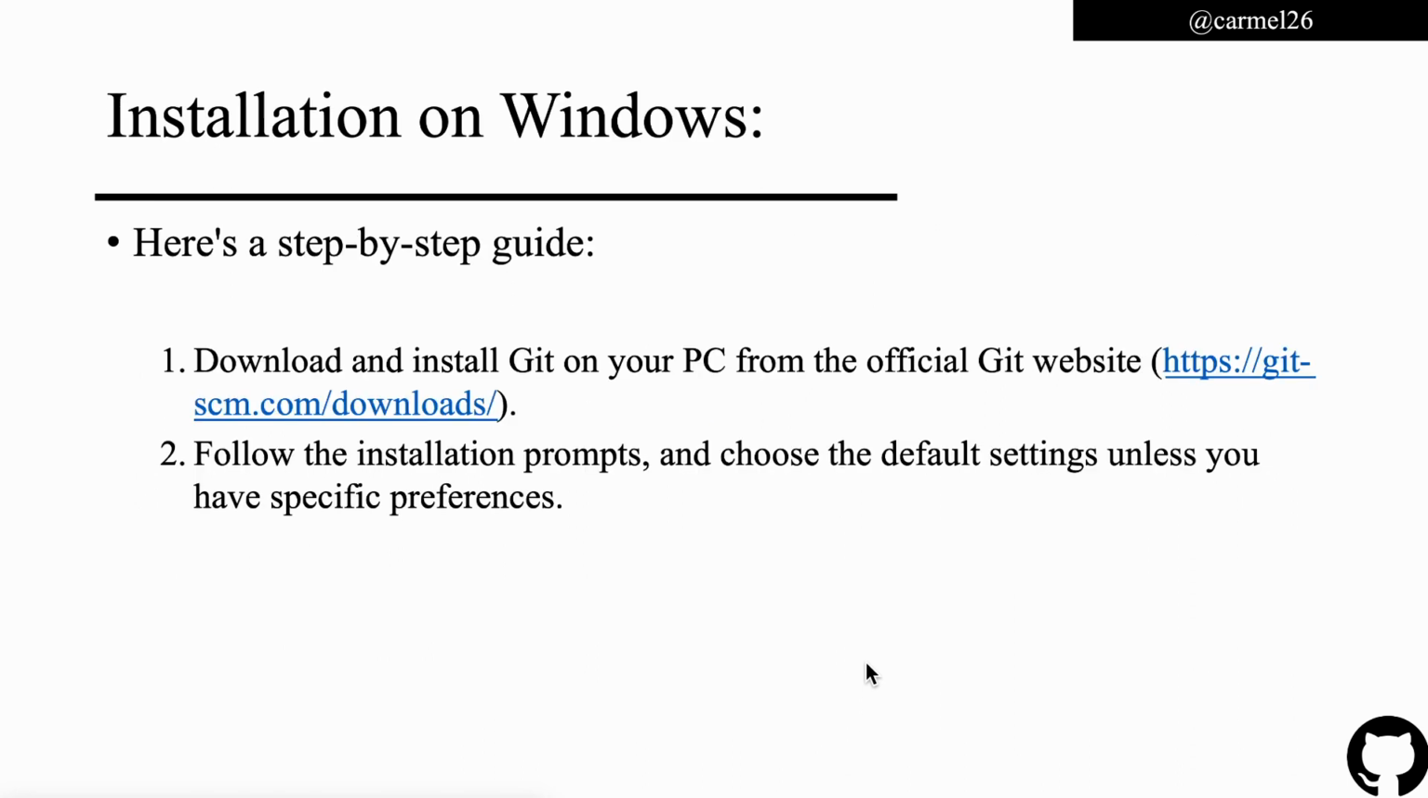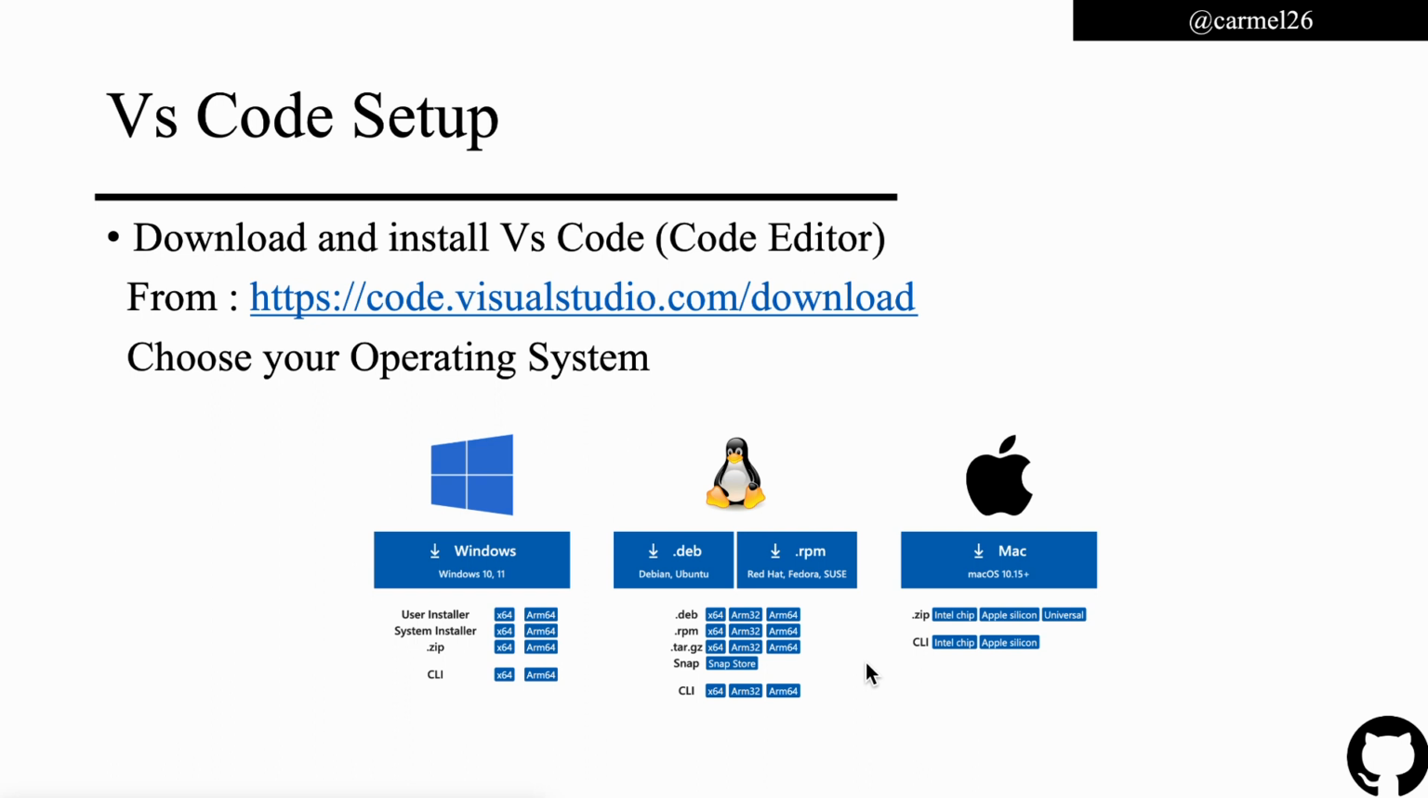For Windows, you will have to download Git on your PC from the official website, which is that link, and follow the installation prompts and choose the default settings unless you have specific preferences. For VS Code, you will have to download it and choose depending on your operating system. If you have Windows, you click on the first one. If you have Linux, which is DEB or RPM, you choose it. And if you have Mac, this will be the current version. You just click on it and download it.